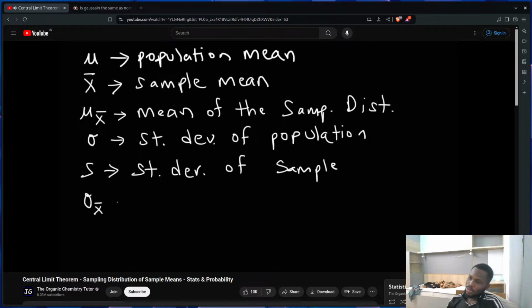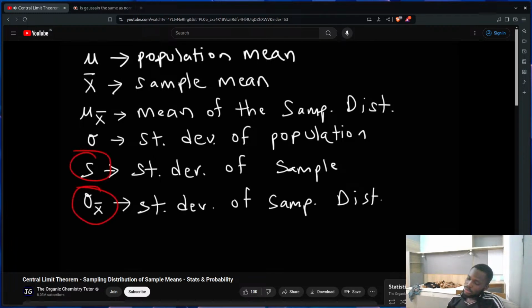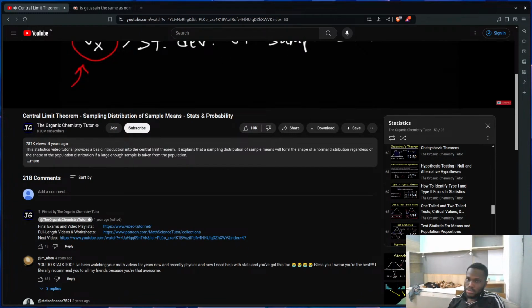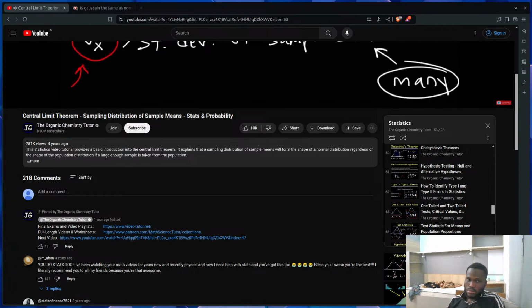Sigma with an x bar as a subscript, that is the standard deviation of the sampling distribution. So notice the difference between S and sigma sub x bar. S is just the standard deviation of a single sample. Sigma sub x bar is the standard deviation of many samples, of a sampling distribution. So here you have just one sample, and here you have many samples, an infinite number of samples. So notice the difference. Lastly is n. N is just the size of the sample.